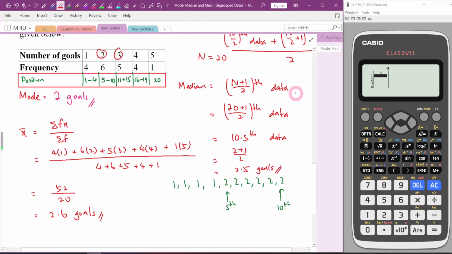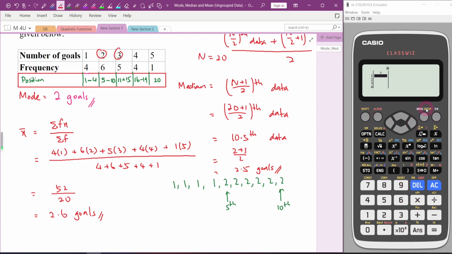Okay, let's use our calculator. Now, you will notice that you don't see frequency, right? So it's impossible for us to key in 4 times of 1, 6 times of 2. It takes a lot of time. So what I'm going to do is turn on the frequency function. Let me show you here.